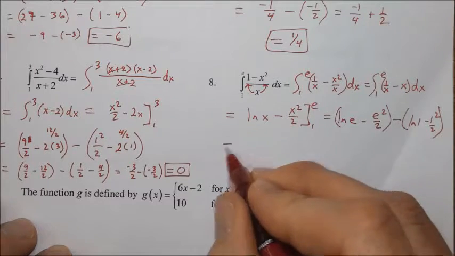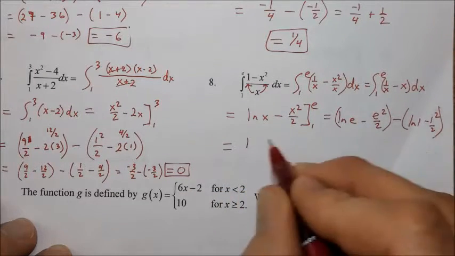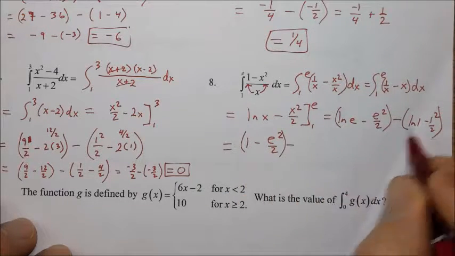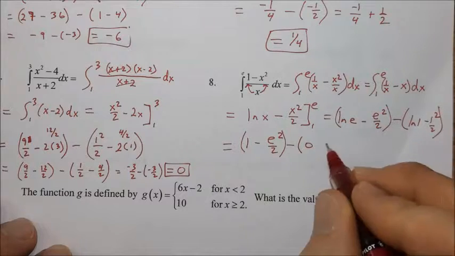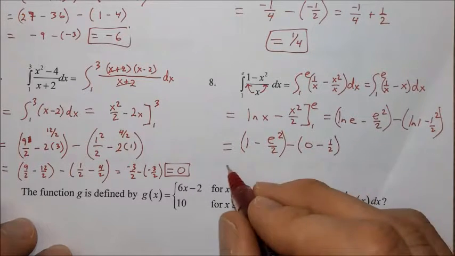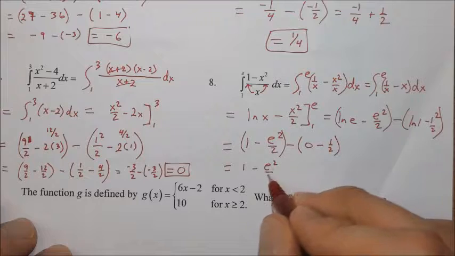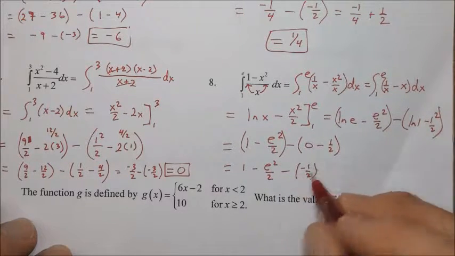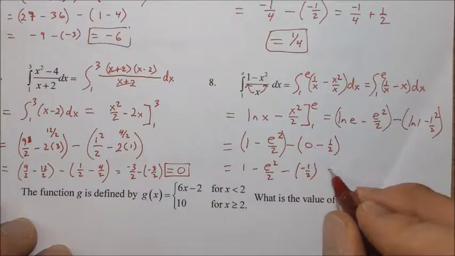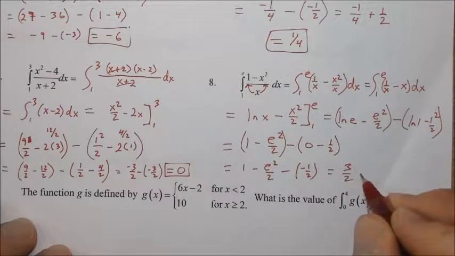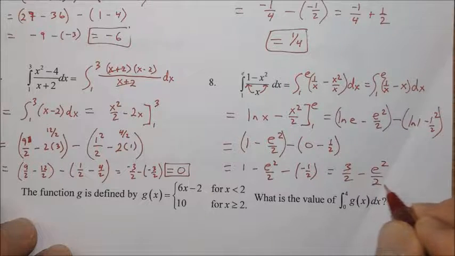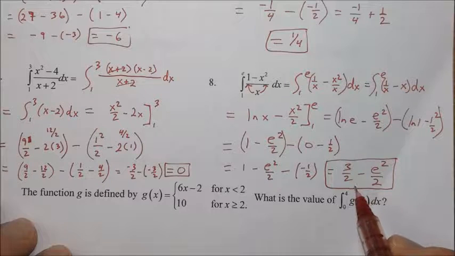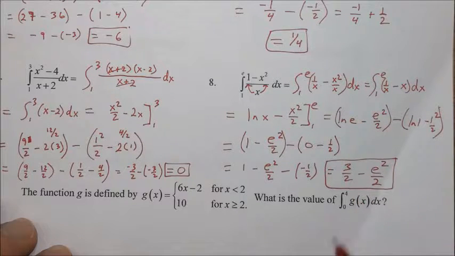Okay, so some simplifying here. The natural log of e is 1. We cannot simplify e squared over 2. Natural log of 1 is 0. That second part is just 1/2. So we have 1 minus e squared over 2 minus negative 1/2. Which really means we're adding 1/2, so we have 1 plus 1/2, or 3/2 minus e squared over 2. And when you check this one on the calculator, you have to also punch in 3/2 minus e squared over 2, and you'll see that you get the same messy decimal.